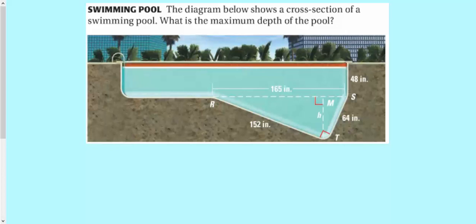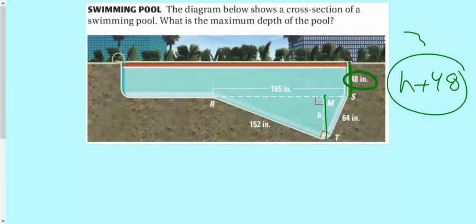Okay, so here's an example problem. It says, what is the maximum depth of this pool? Now keep in mind, this right here is 48. We're going to figure out what this is right here, call that H, and our answer is going to be H plus 48 at the very end. So like I said, before I do any math at all, I'm going to draw three triangles.